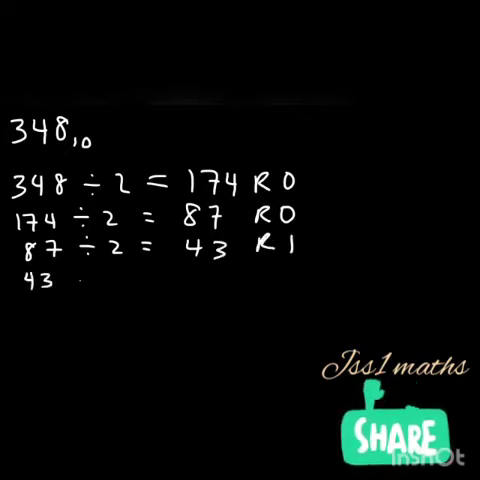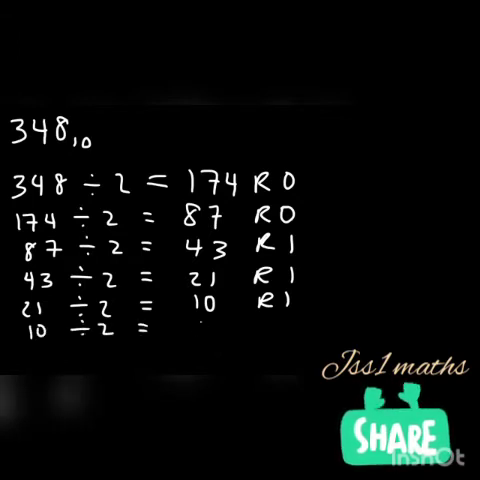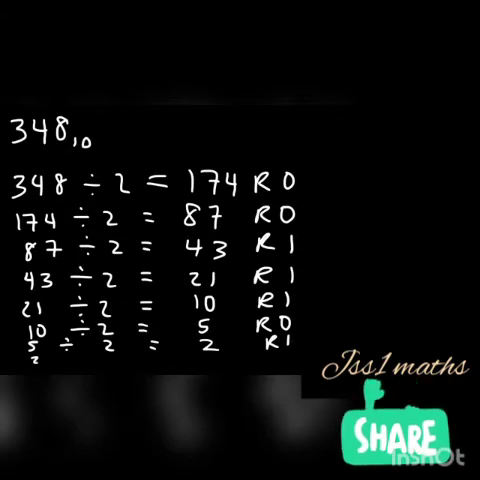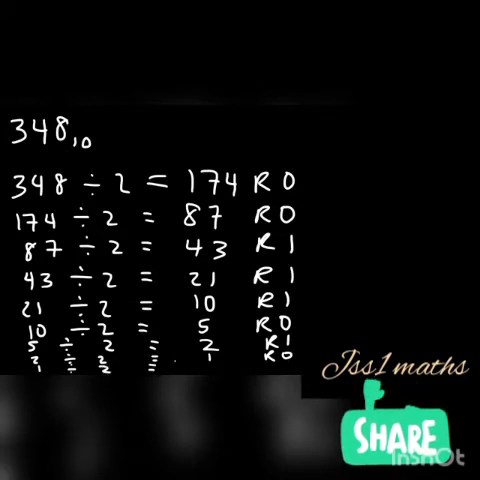Now, if we take 43 and divide that by 2, that's going to be 21.5, which is 21, remainder 1, and then we need to take 21, divide that by 2, so that's 10.5, which is 10, remainder 1, and then 10 divided by 2 is exactly 5, so 5, remainder 0, and then 5 divided by 2 is 2.5, so 2, remainder 1, and then 2 divided by 2 is exactly 1, so 1, remainder 0, and then 1 divided by 2, that's 0.5, so 0, remainder 1.